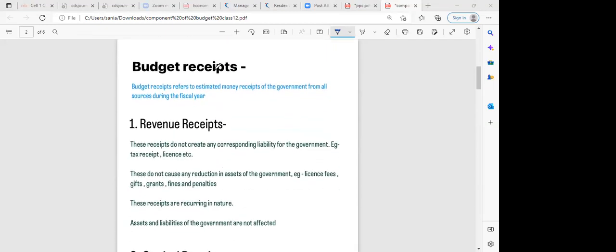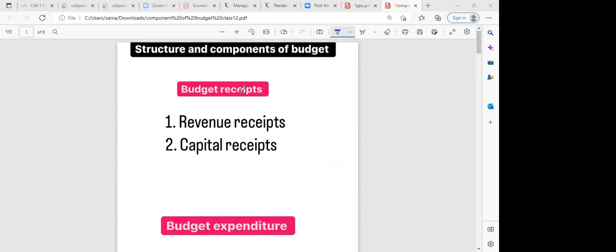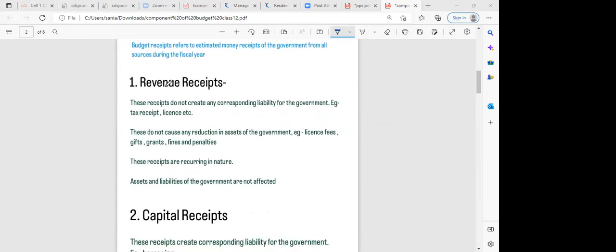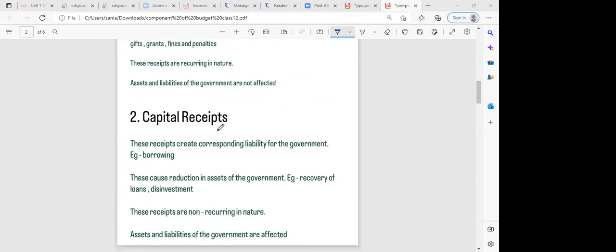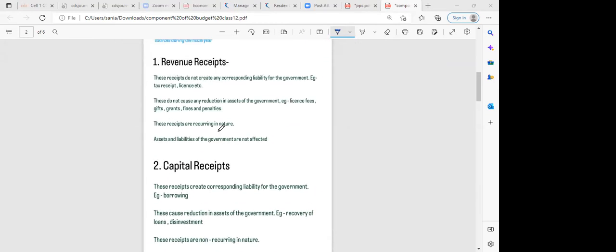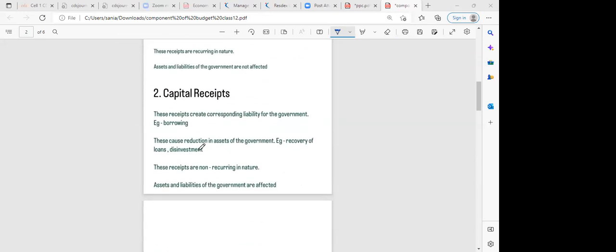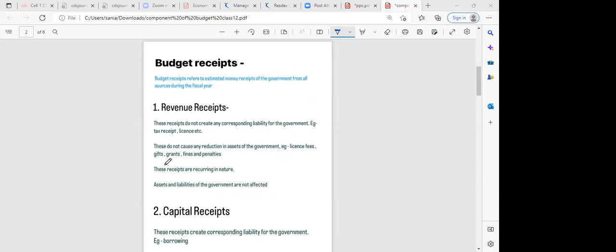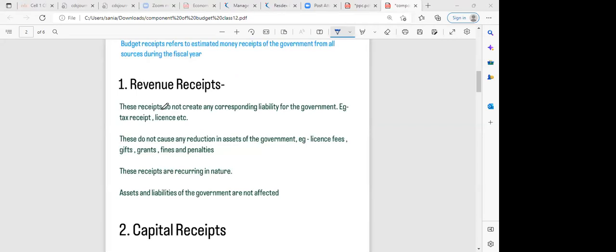Okay. Now, in the very first slide, what we did, budget receipt is of two types. One is revenue, one is capital. So we will be studying what is revenue and what is capital. Basically, these are related. Whatever we will be studying over here, the other will be the opposite of that. So basically, what is revenue receipt? Revenue receipts do not create any liability for the government. Revenue is basically you are getting money. So that means if you are getting money from somewhere, that will not increase your liability.